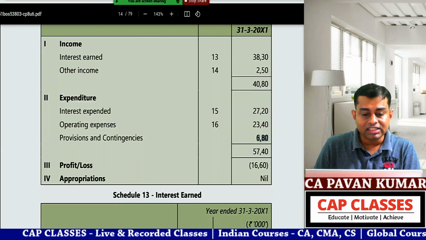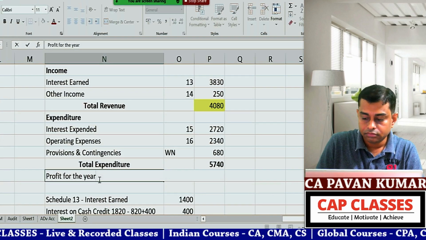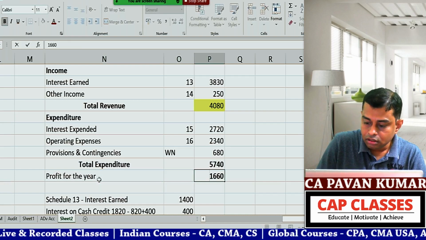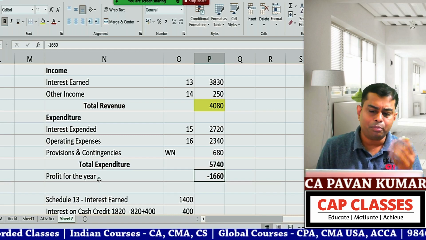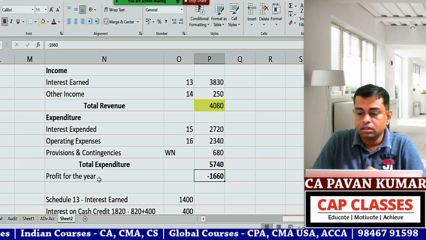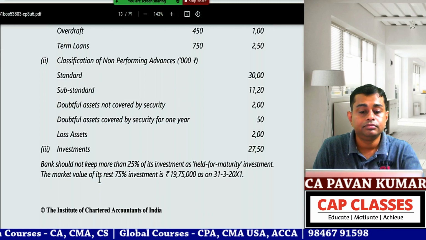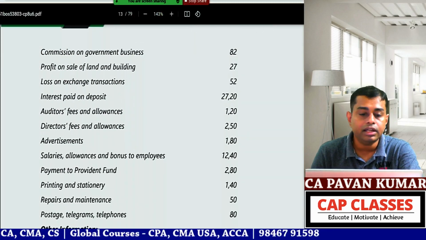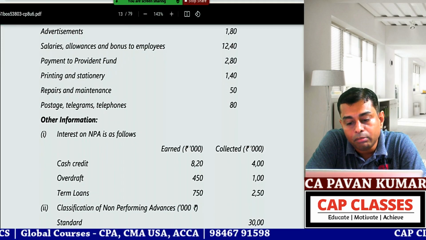Opening balance they have given, ma'am? Yes, sir. Profit for the year, shall I say minus? Minus 1660. Okay, any opening balance or appropriation? Appropriation is not possible. In the question, did they give any opening balance of P&L? No, nowhere we have seen. That's all. So the problem is over.